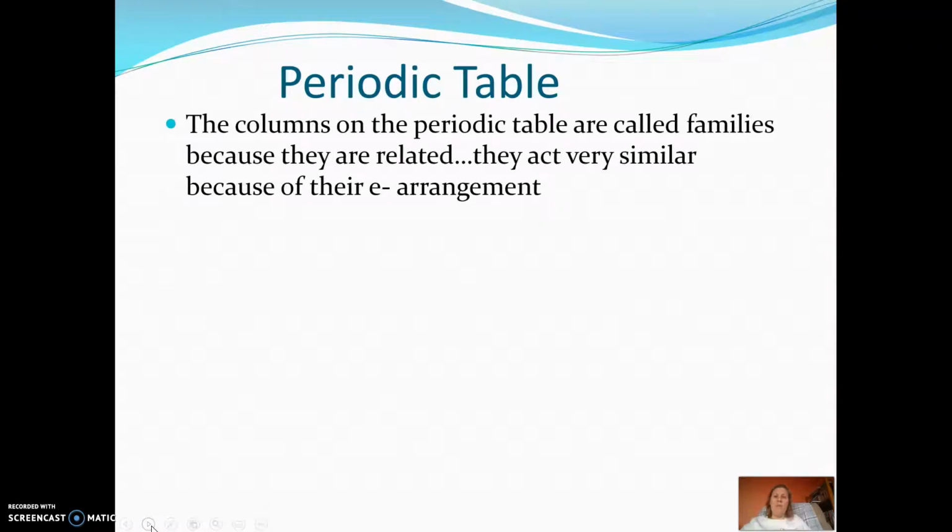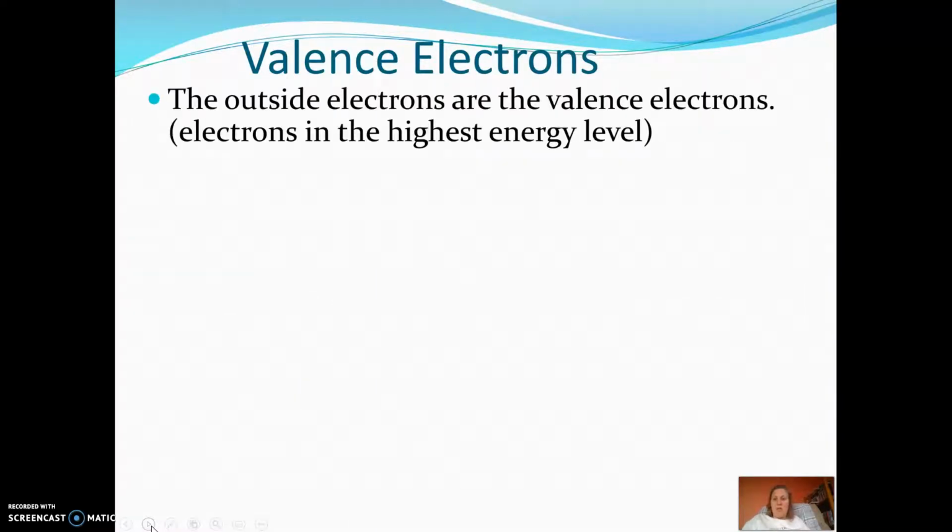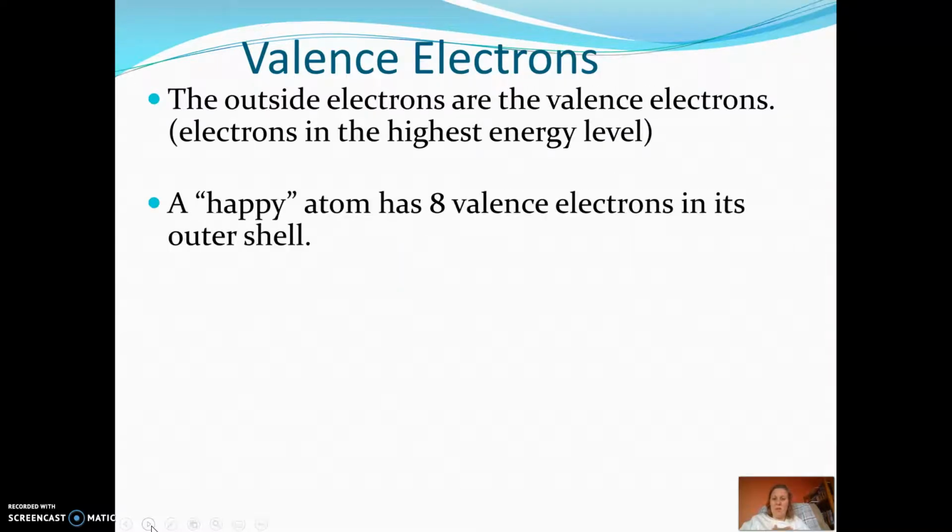So, remember, columns on the periodic table are called families because they act very similar because of their electron arrangement. Lithium has 3 protons, so this first ring would have 2 electrons, the outer ring would have 1. Sodium has 11, 2, 8, 1. And then the outer shell electrons are the ones that are gained or lost. Remember, we briefly talked about these before. Outer shell electrons are called valence electrons. It says outer shell, but really it's the electrons in the highest energy level. We'll go into a little bit more detail in a couple seconds.